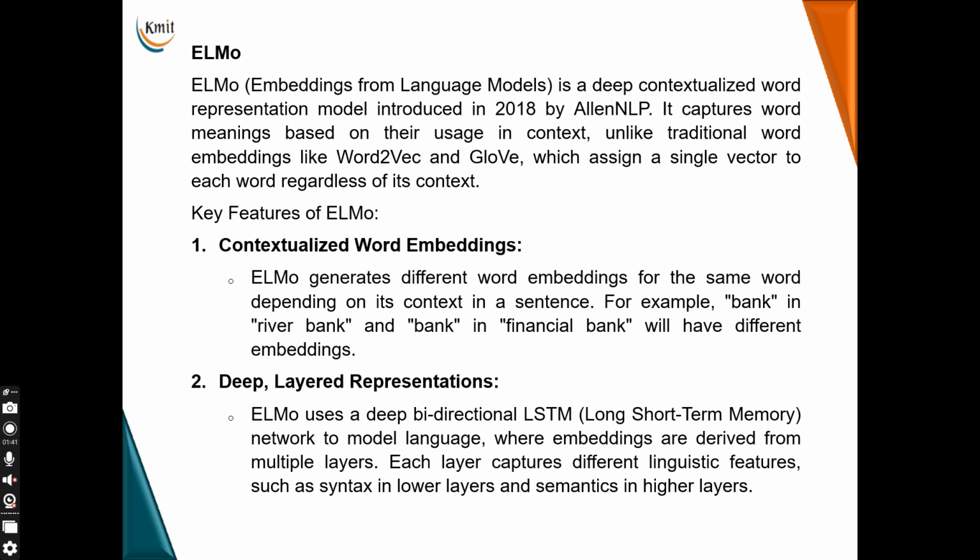What are the key features of ELMO? First one, contextualized word embeddings. This ELMO can generate different word embeddings for the same word depending on the context. Say for example, you are using the word bank. Bank can be used with respect to a financial institution. Bank can also be used with respect to a river bank. So it can identify in which context you are using the word bank.